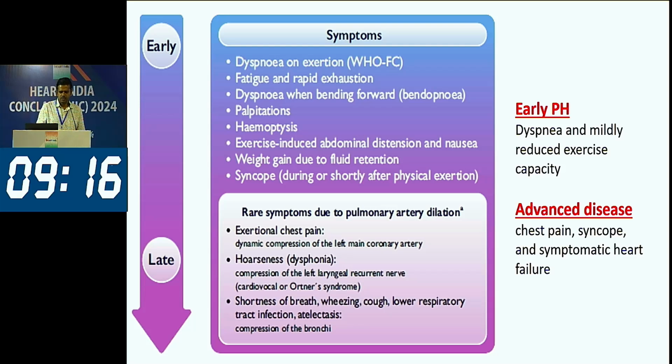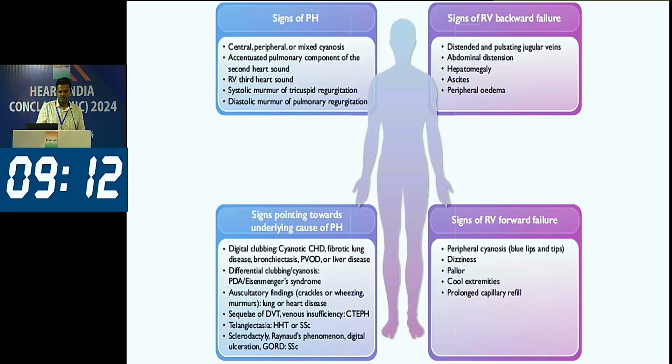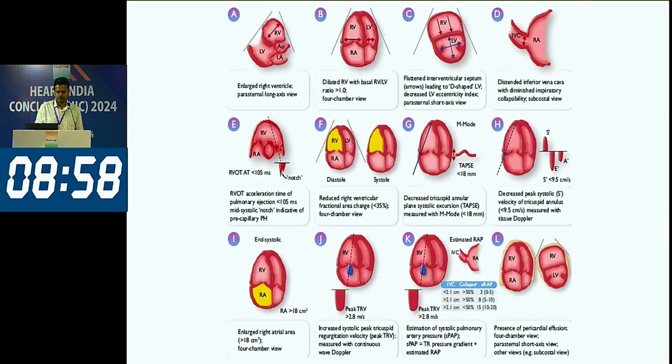In advanced stages, there can be chest pain, syncope, and symptomatic heart failure. Signs in the early stage, you can have cyanosis or loud S2, RV S3. Signs of right heart failure in advanced stages. Signs of right forward failure like pallor and dizziness, cyanosis.